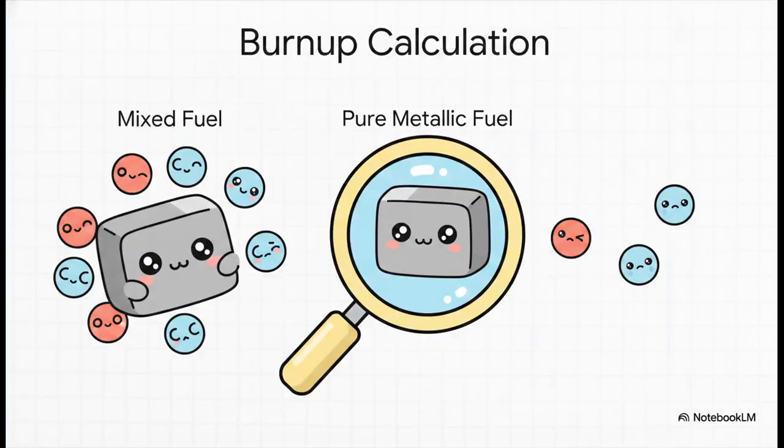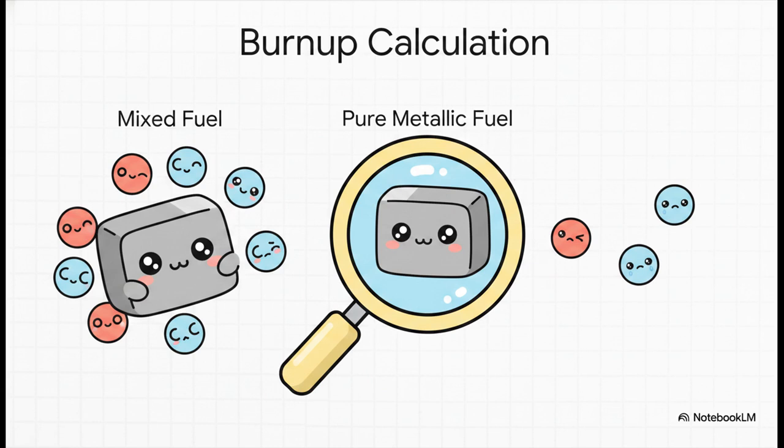Now, there's a crucial caveat here in the engineering world. Nuclear fuel isn't always pure metal, right? It's often formed into chemical compounds like oxides, carbides, or nitrides, just to make it more stable. But when we calculate burnup, we strictly use the mass of the pure metallic heavy metal fuel.